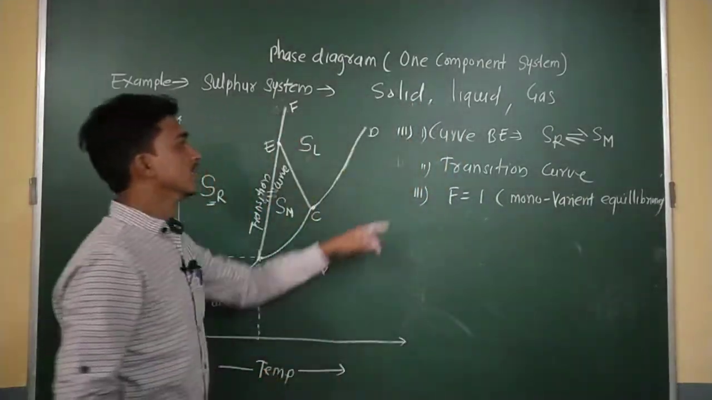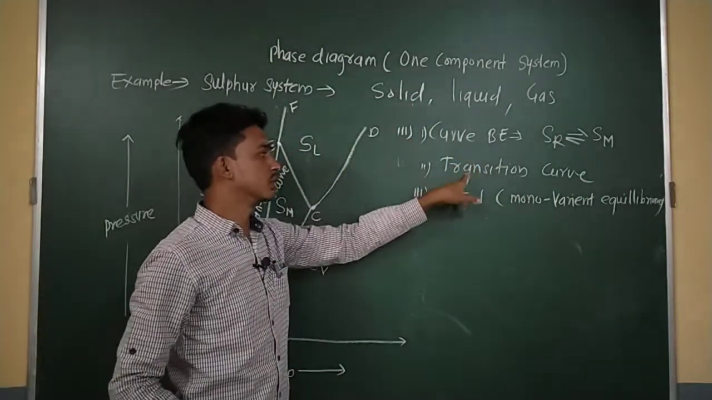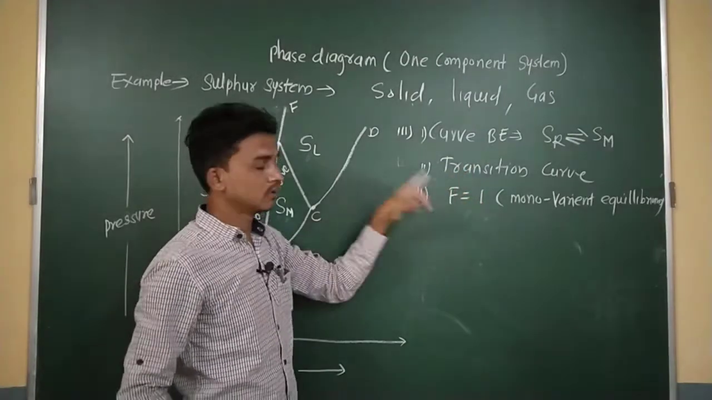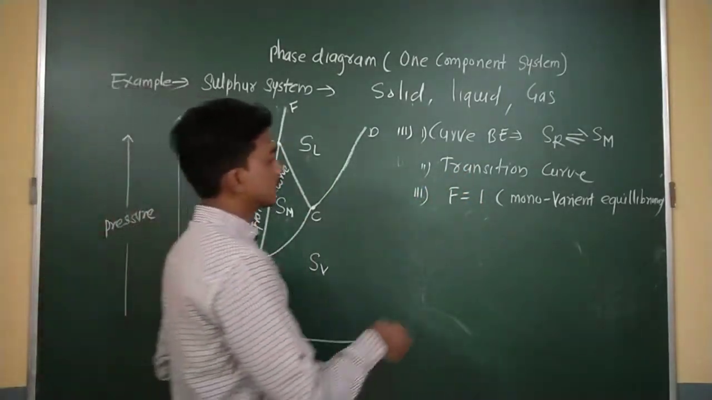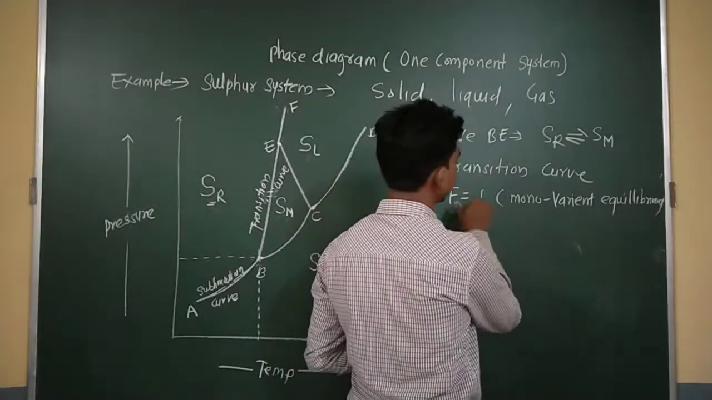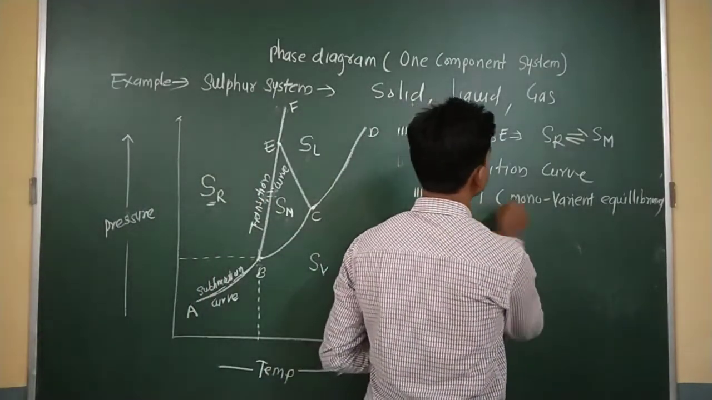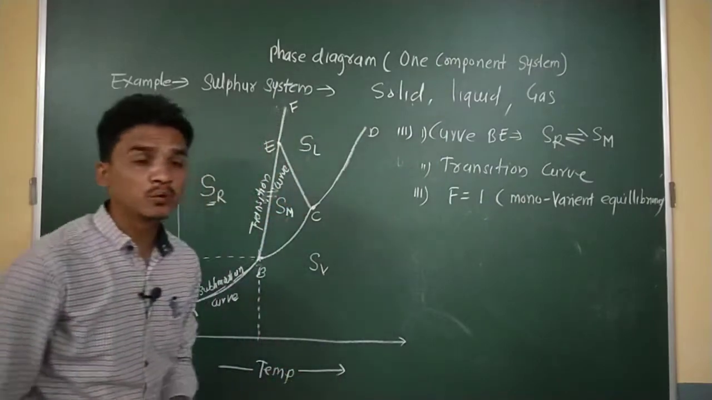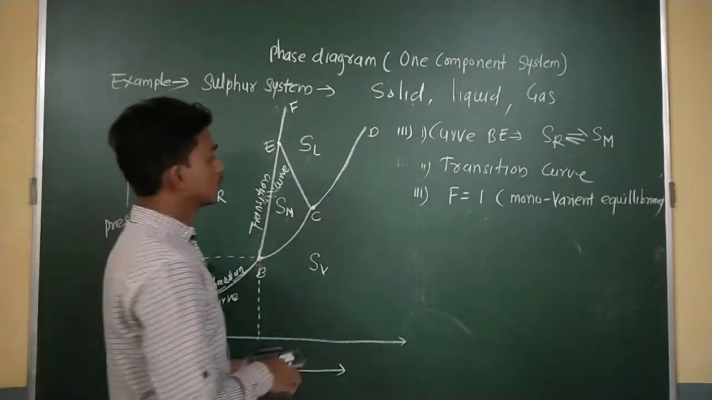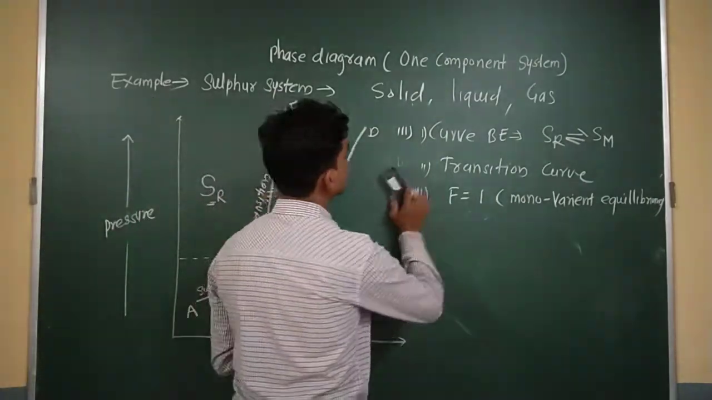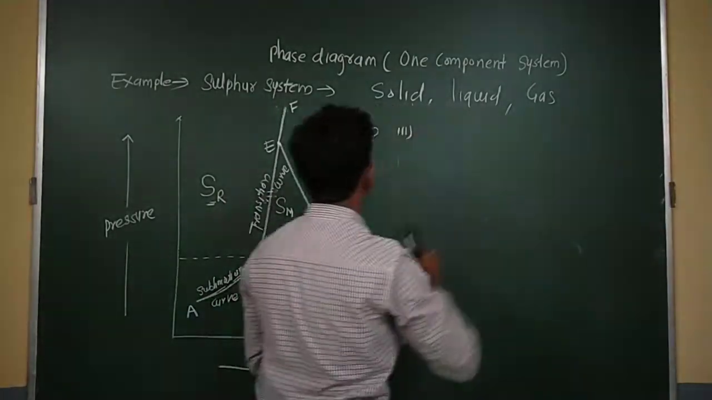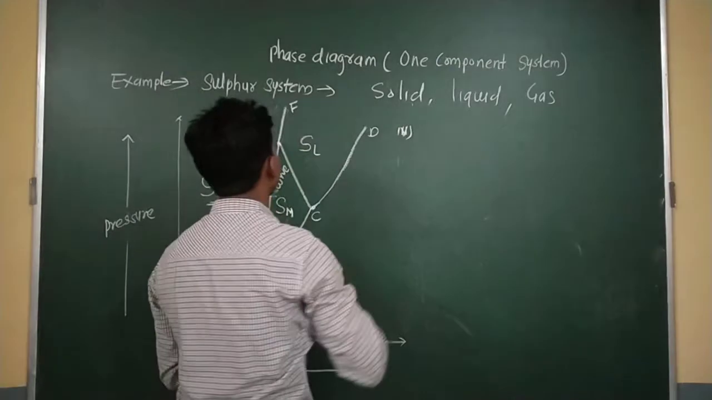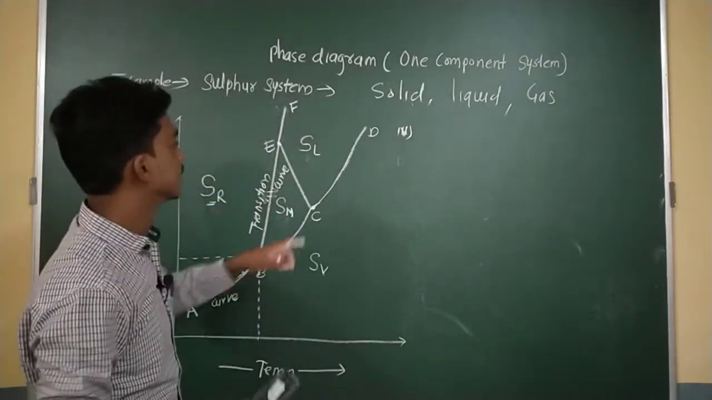So I will say this curve is also known as a transition curve, and this curve has a degree of freedom of 1. So we can say this is the monovariant equilibrium. Now the curve number 4th.